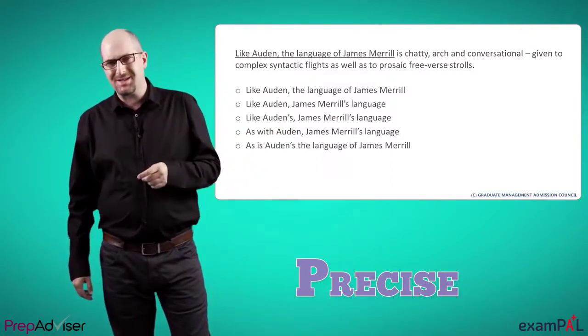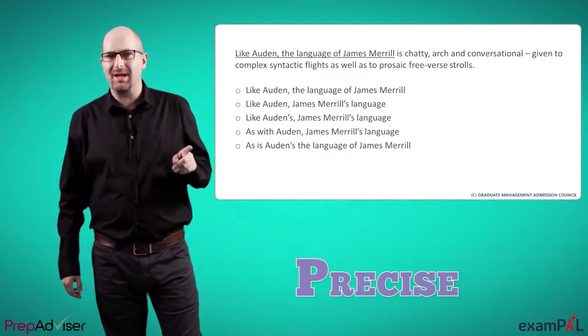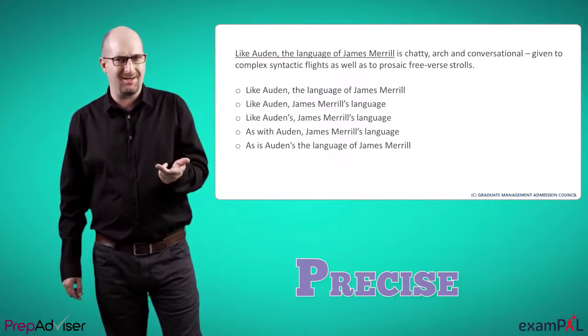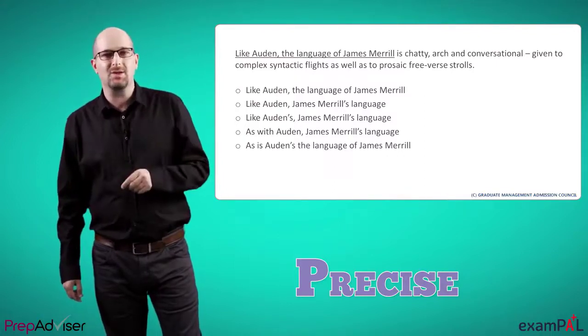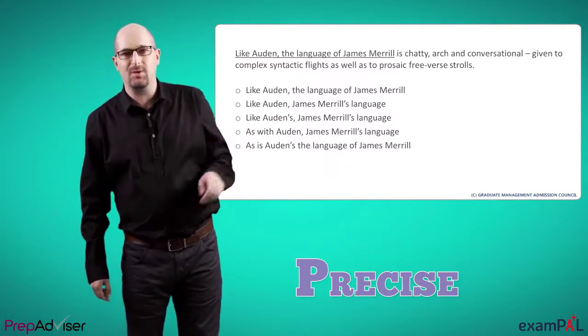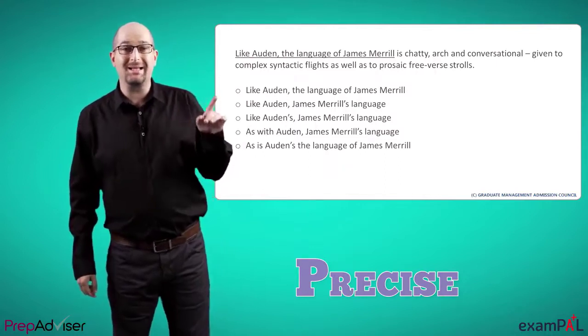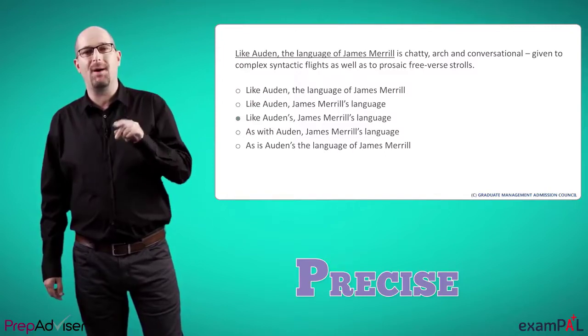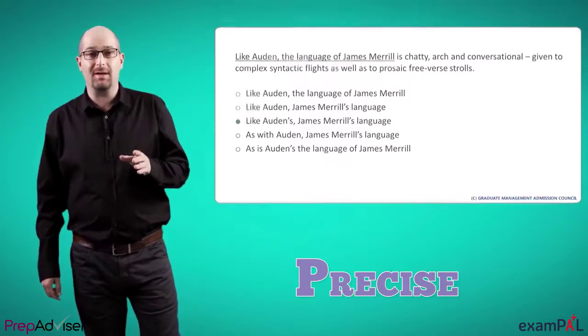As the rest of the sentence is clearly referring to a language and not to a person, chatty, conversational, syntactic, we know the correct answer must refer to Auden's language. This is exactly what answer choice C does. By adding a possessive apostrophe S, we have a parallel.